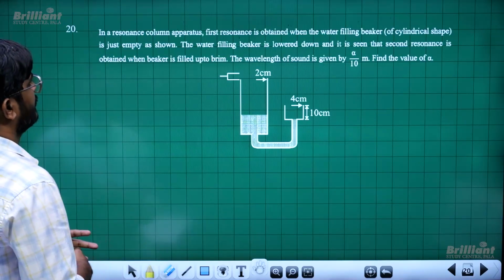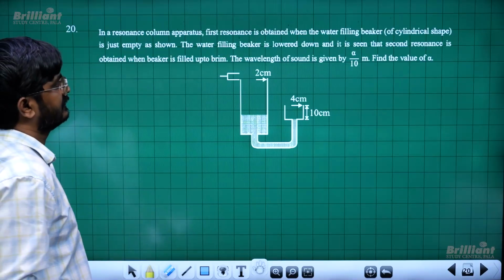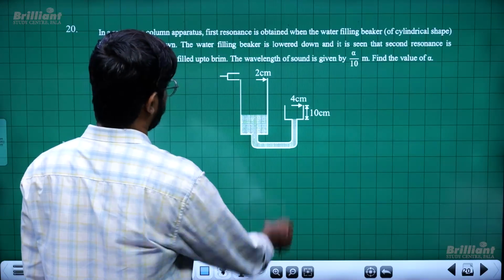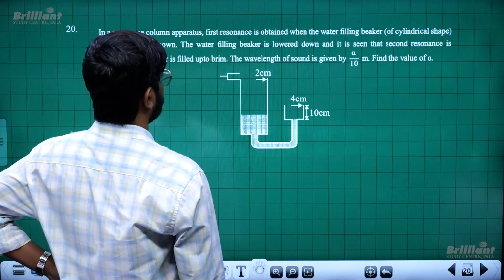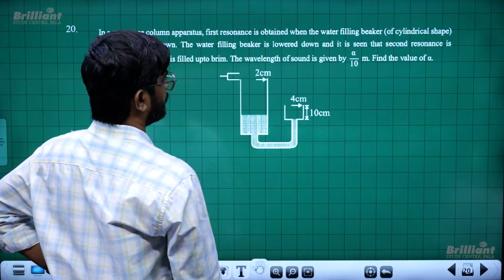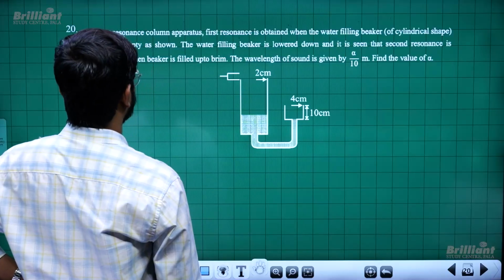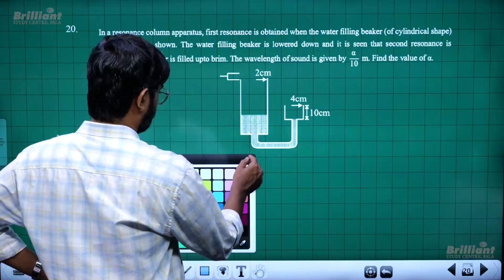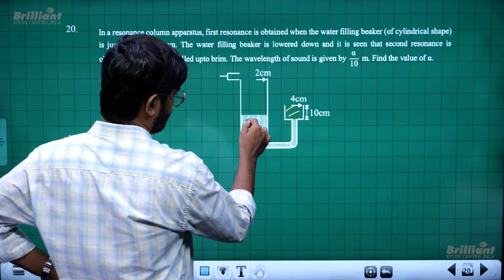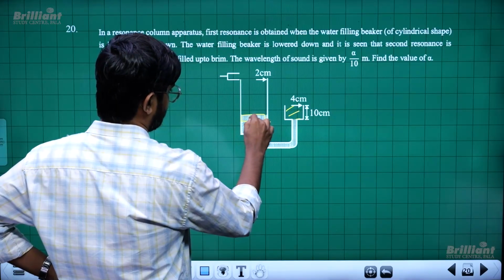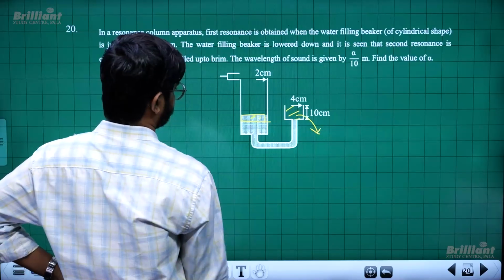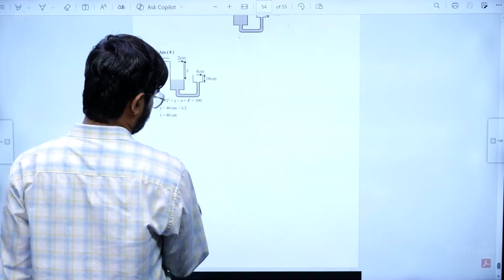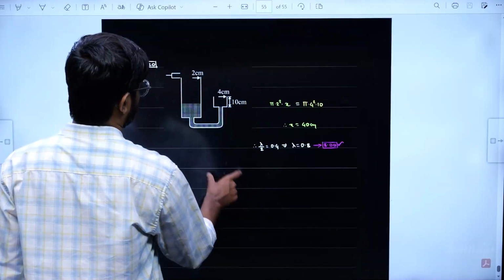In resonance column apparatus, first resonance is obtained when the water filling beaker of cylindrical shape is just empty as shown. The water filling beaker is lowered down, and it is seen that the second resonance is obtained when the beaker is filled up to the brim. So when it is lowered down, extra volume of liquid is going to come from here. Some liquid will disappear here and will come here. And so how much volume is going to be filled?